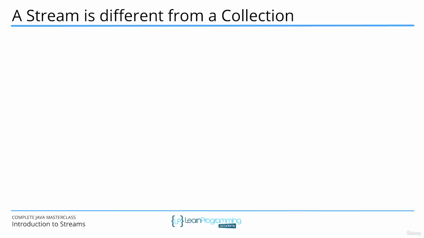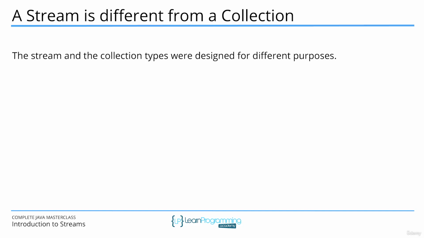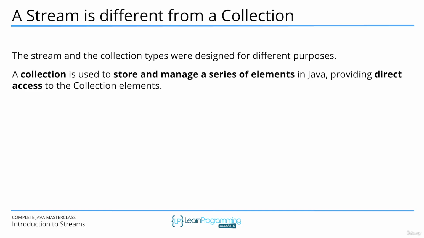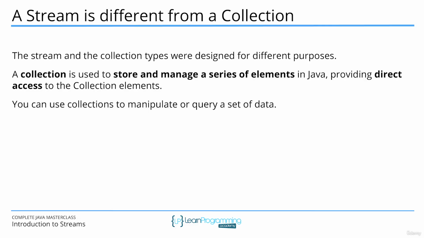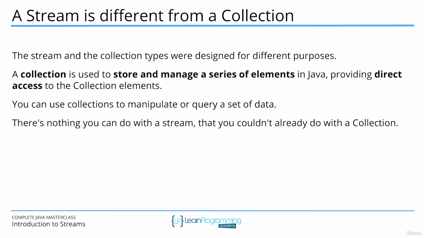A stream is different from a collection in significant ways. The stream and the collection types were designed for different purposes. A collection is used to store and manage a series of elements in Java, providing direct access to the collection elements. As I've been showing you now for quite a few sections, you can use collections without knowing anything about streams to manipulate or query a set of data. In fact, all the examples I've shown you to date have done a lot of that, with iterators and a host of methods provided by the collection framework interfaces and classes. There's nothing you can do with a stream that you couldn't already do with a collection.